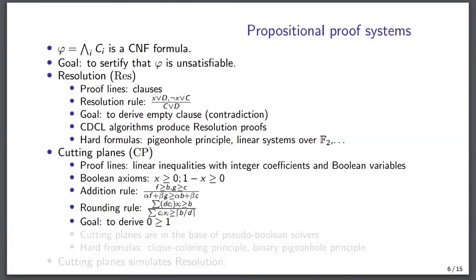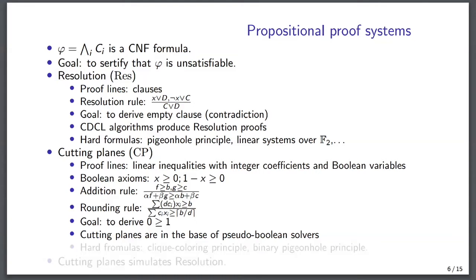Okay, the next classical proof system I want to discuss is cutting planes. In this proof system, the proof lines are linear inequalities with integer coefficients over Boolean variables. The particular set of rules is not so important for us, but we represent clauses of the initial formula by inequalities, and we derive new inequalities using some sound rules. And the goal is to derive a contradiction. In this case, the contradiction is 0 is at least 1. And cutting planes are at the base of pseudo-Boolean solvers.